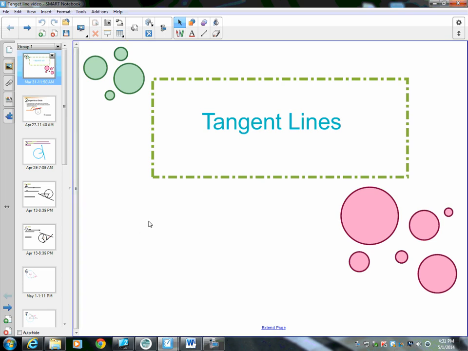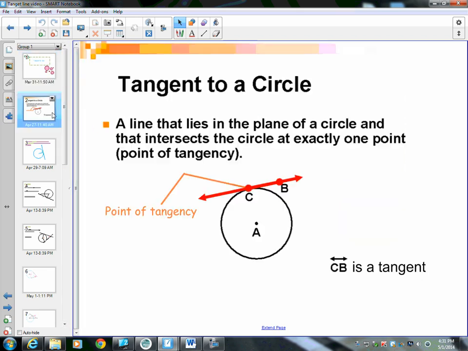Alright, in this video we're going to talk about tangent lines and tangents to a circle. What that's all about, what it looks like, and how you can solve some problems with it. First thing, what is the definition of a tangent line?